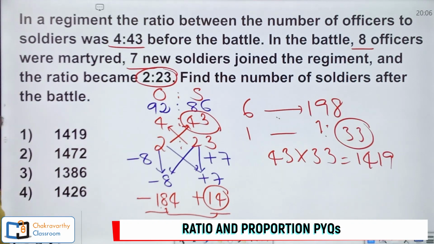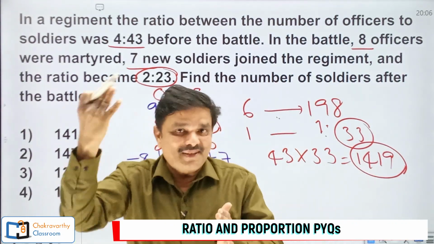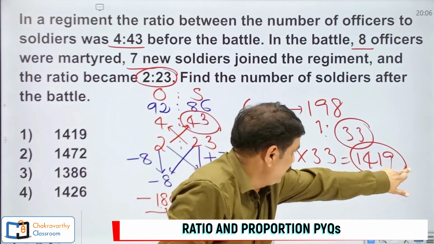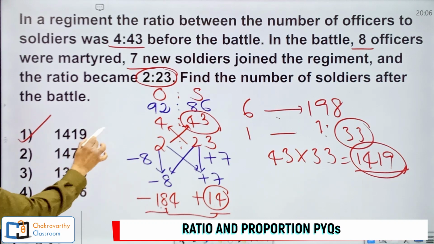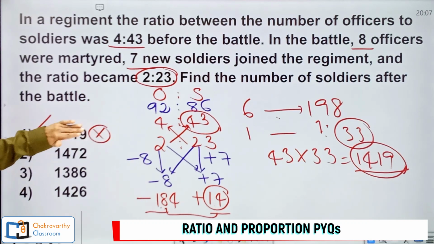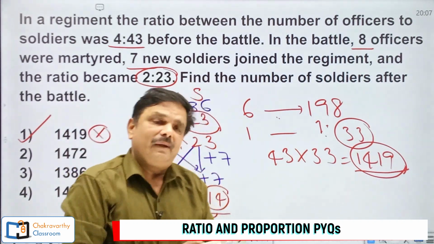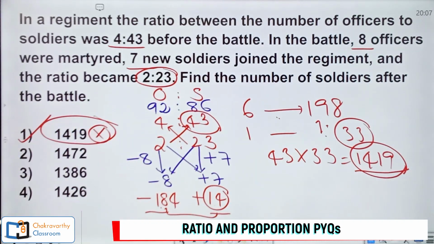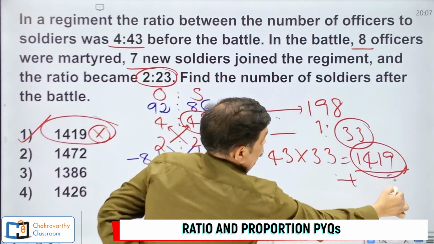43 into 33, you just do this and you get 1419. But some of the students may be confused here. After getting this figure, under the pressure of the examination or out of some excitement, they directly take this 1419 and mark the first one as the right option. But that is wrong, isn't it? Because they are not asking the number of soldiers before the battle. Had they asked that, definitely your answer would have been this one only. But here they are asking the number of soldiers after the battle. So this figure is before the battle, and plus 7 is my final answer.